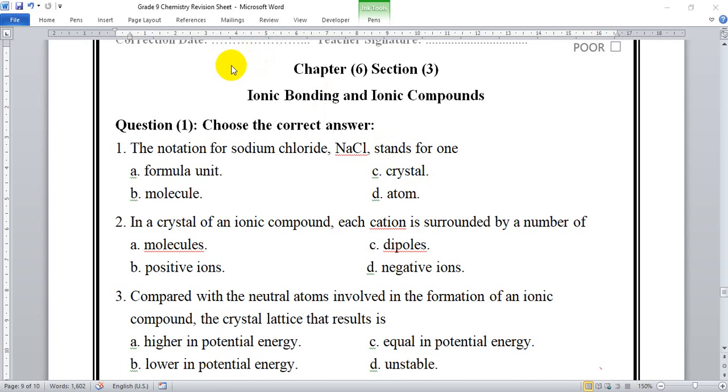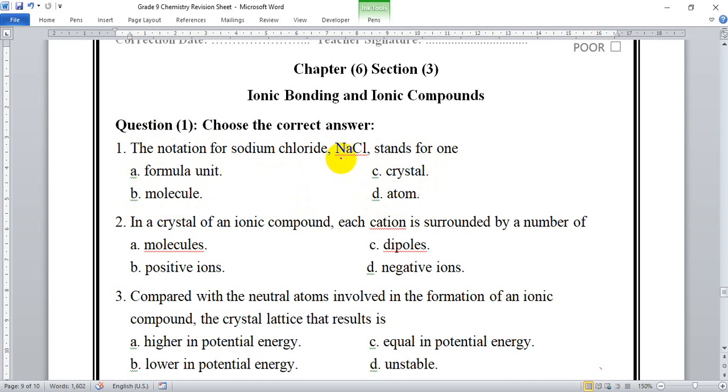Today we'll solve chapter 6, section 3 review. Question 1. Choose the correct answer. The notation for sodium chloride, NaCl, stands for: formula unit, molecule, crystal, or atom.